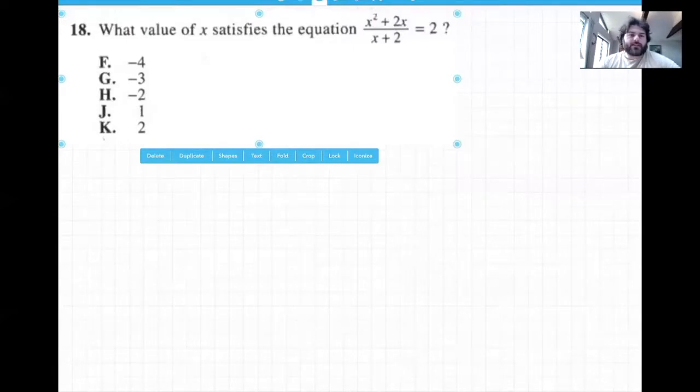We're working number 18. It says, what value of x satisfies the equation x squared plus 2x over x plus 2 equals 2? Go ahead and pause the video.